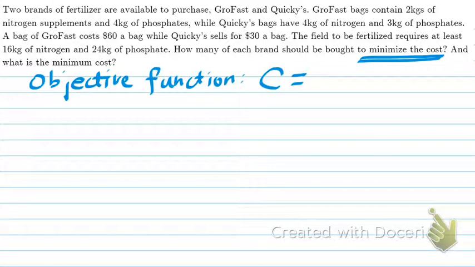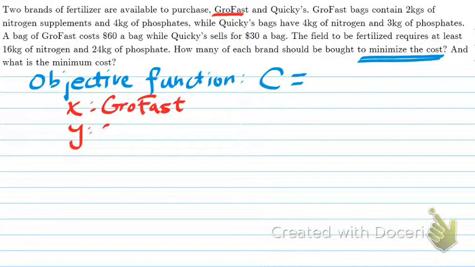Well, let's go ahead and define our variables. Our cost is dependent upon how many bags we buy, right? So let's call X, it happens to come first, so let's call that our bags of GrowFast. I guess Miracle Grow was copyrighted. And Y, let's call that our bags of Quickies. So Y is our Quickies bags. Fun name.